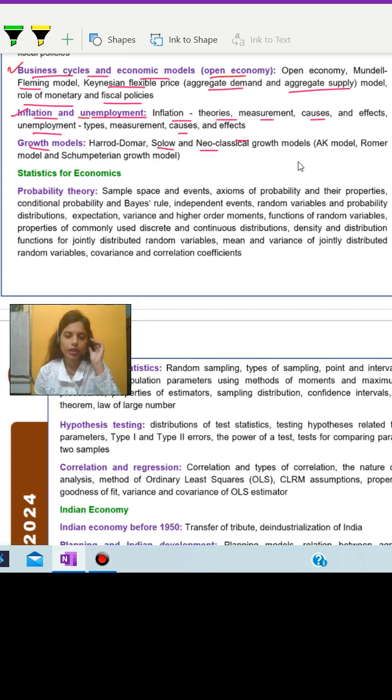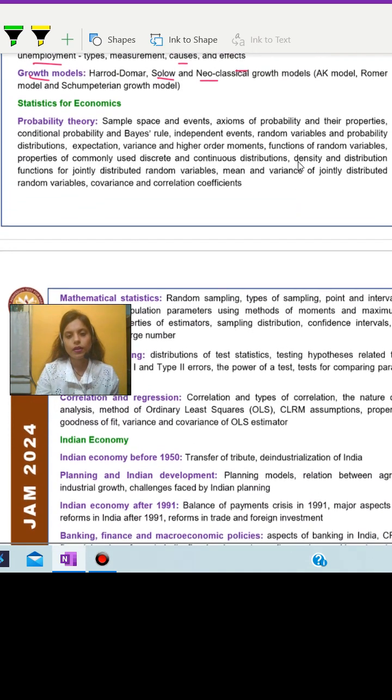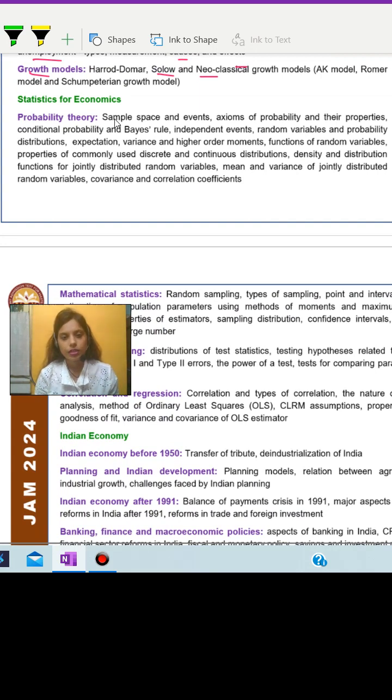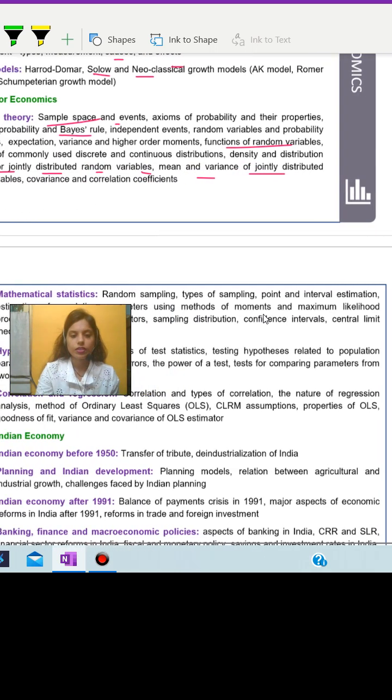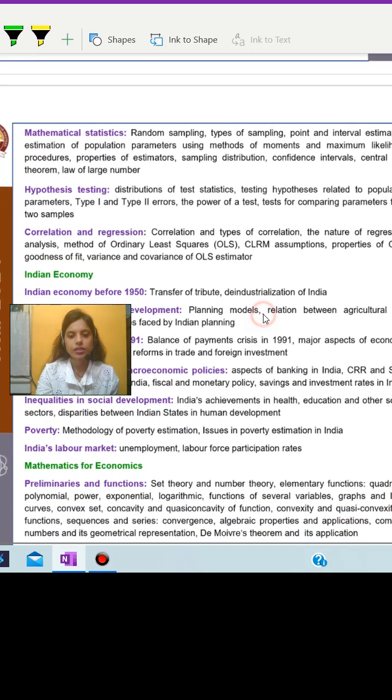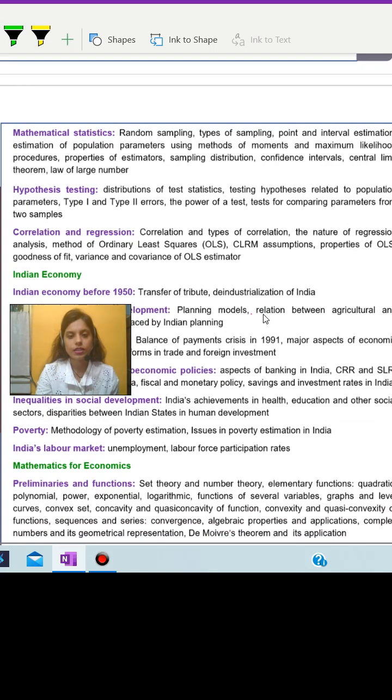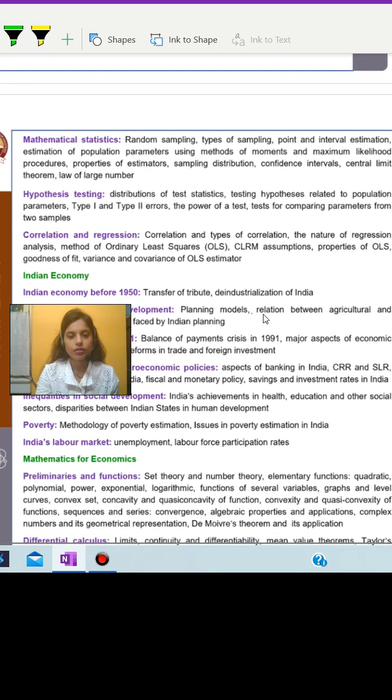So yes, coming to the statistics for economics portion, here probability theory, the entire thing is important. So there is nothing to select from here. Sample space and events, Bayes rule, then functions of random variables, functions for jointly distributed random variables, mean and variance of jointly distributed random variables. Okay, all these are important. Coming to the next part, that is mathematical statistics. Over here, random sampling, types of sampling, point and interval estimation, these are all important over here.